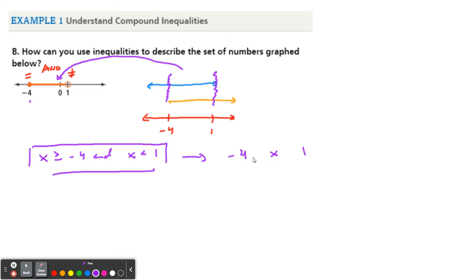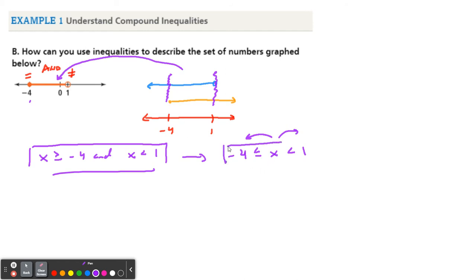You would put a less than or equal to between the -4 and the x, and you have to almost read it like this: x is greater than or equal to -4. You have to read it backwards, right? But equal to because it's solid. And then you put a less than next to the 1, and you go ahead and read this way: x is less than 1, which is what it is.